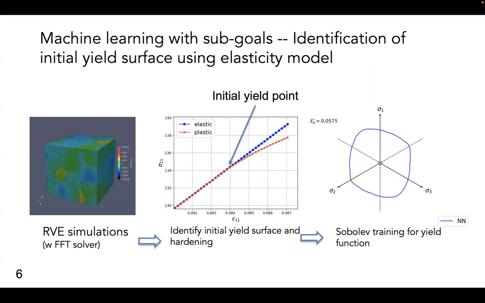On the big picture, what we actually want to do is very simple. Let's say we have some data. It could be representative elementary volume data, or it could be a real physical test. Given that, we can use the difference between the elastic and plastic response to define the yield point. Then the question is, how do I complete a yield surface model?